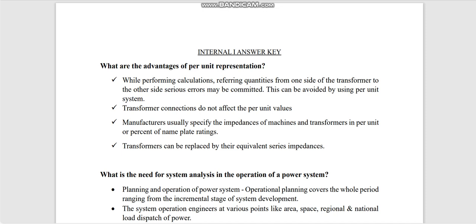There are a lot of advantages of using per unit representation. Here I list out 4 points. If you write any 4 points correctly, you will get 2 marks. The main point is the transformer can be replaced by the equivalent circuit. Next, transformer connection does not affect the per unit value, the handling of per unit values is very easy, and it is an errorless representation. By writing these points, you will get 2 marks.